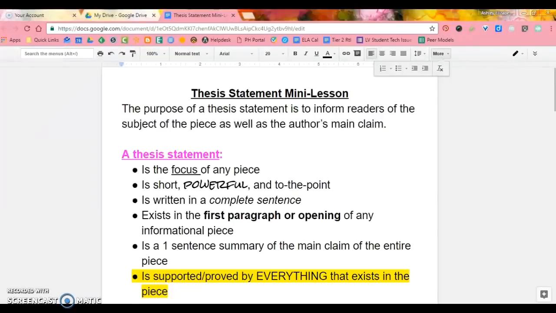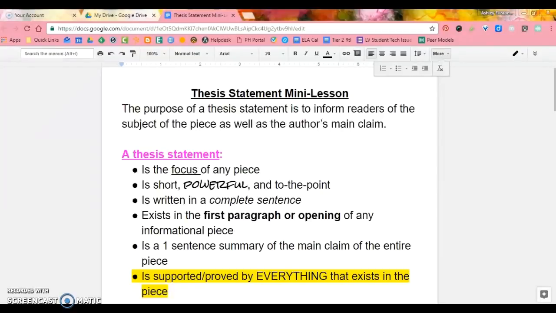It exists in the first paragraph or the opening if it's a presentation or an infographic or any informational piece. Again, we know that informational writing is thesis driven, so it has to come early on in your writing. It is a one-sentence summary of the main claim of the entire piece. So you can consider your thesis statement almost like a one-sentence outline for your entire piece.